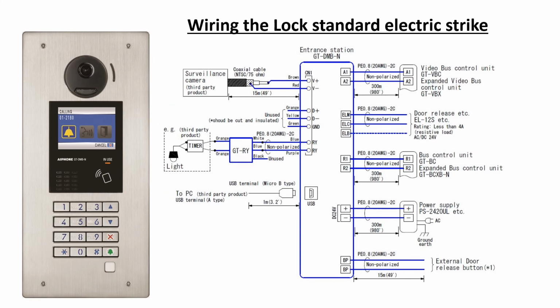Now let's go over how to install our locks. When you're installing a lock, we're going to concentrate on 3 terminals on the back of the entry panel: the ELM, ELC, and ELB. Aiphone can support the triggering of an electronic strike or a mag lock. Let's take a look how to install the electronic strike.